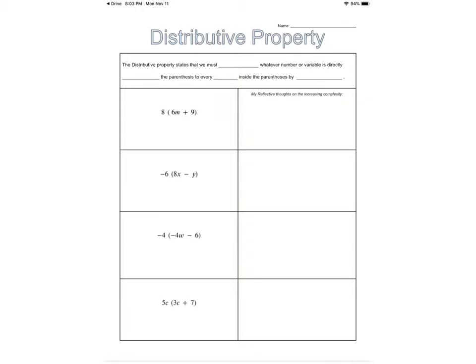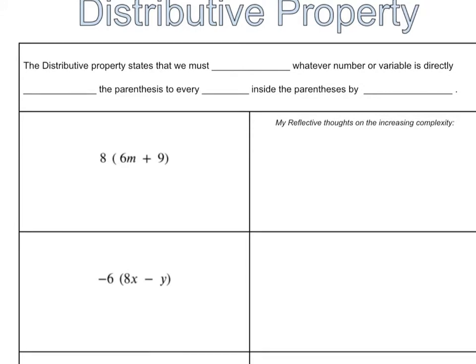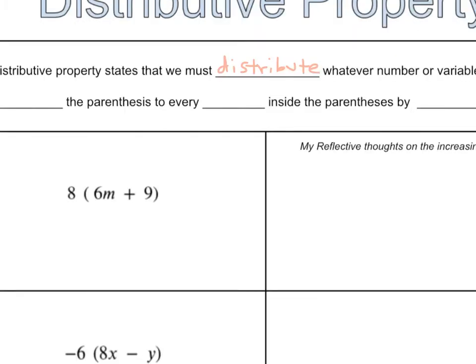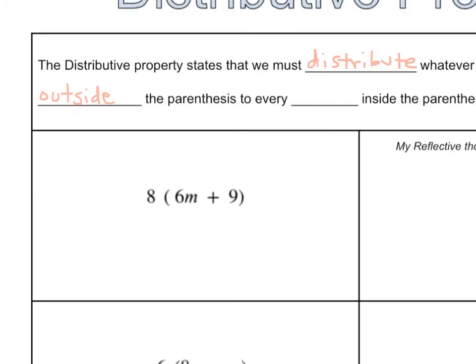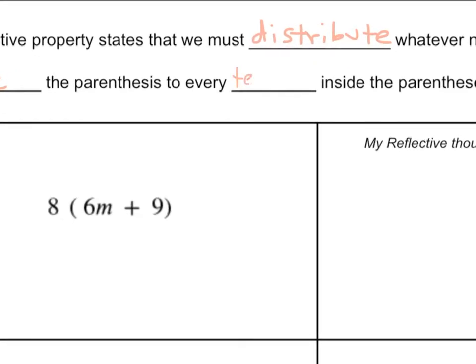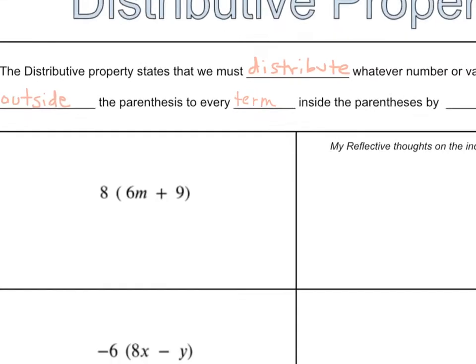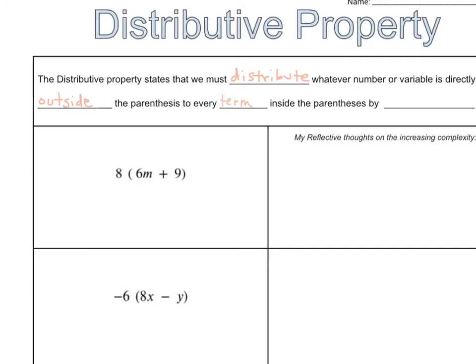Here are some practice problems and examples using the distributive property. Let's do the fill-in-the-blank portion first. The distributive property states that we must distribute whatever number or variable is directly outside the parentheses to every term inside the parentheses by multiplying.